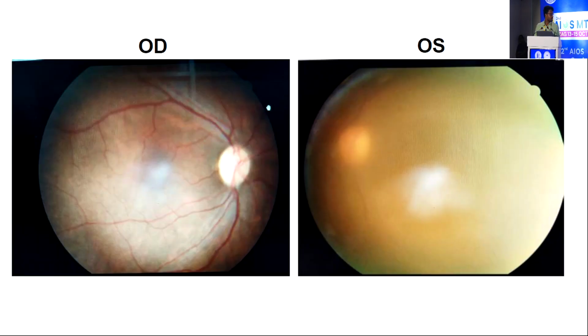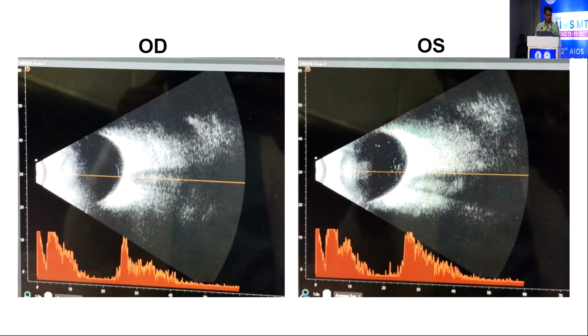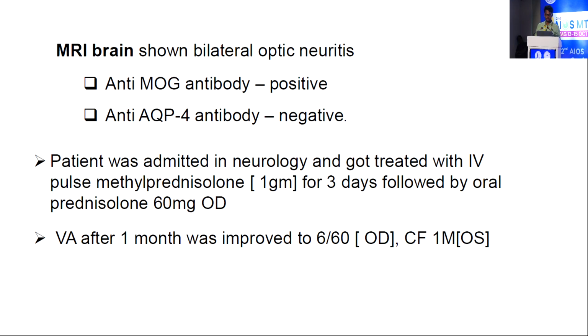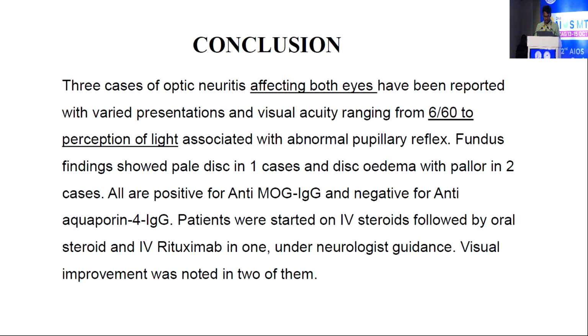This is the fundus image showing in right eye temporal pallor, left eye hazy medium. This is a B scan. In left eye you can see the vitreous echogenicity, right eye anechoic. MRI brain showed bilateral optic neuritis, anti-MOG antibody positive and anti-aquaporin-4 antibody negative. Patient was also treated similarly. Visual acuity after 1 month improved to 6/60 in right eye and CF 1 meter in left eye.